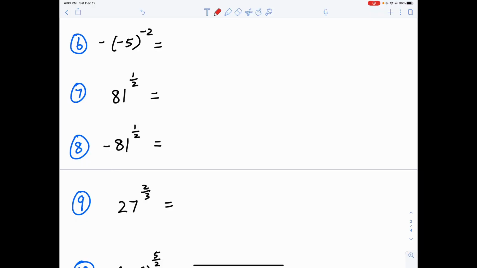So again, similar idea here. Take a look at number 6. We have negative bracket negative 5 to the power of negative 2. Give it a moment, try that out.